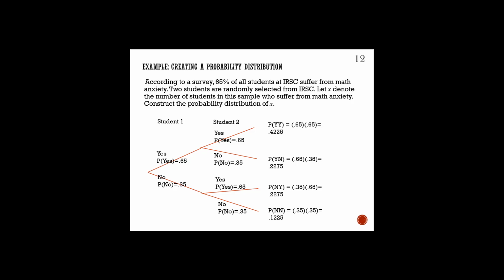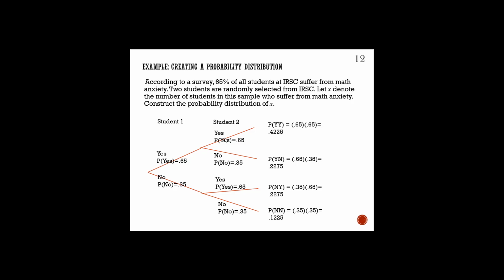Now this is done just like a tree diagram, except this time the actual probabilities are inserted. How do we know the probability? Because of the survey that we took that said 65% of that whole population of students suffer from math anxiety. So here's our first student, and the probability of yes and probability of no is listed. Well, the probability of yes is 65%, or 0.65. So the only other choice, the probability of no, would be the rest of it, right? And so that would be 0.35.